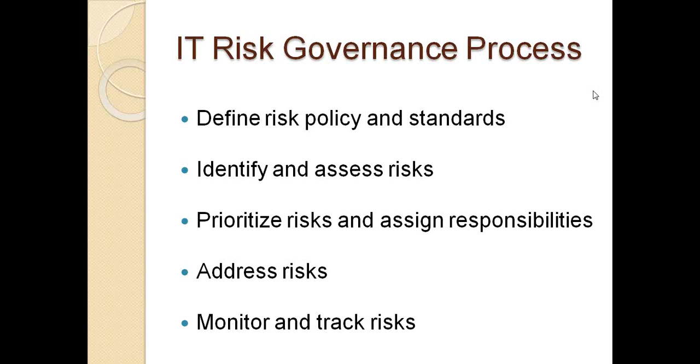The second step in the IT risk governance process includes identifying and assessing risks. Identification and assessment of risks should be carried out at multiple levels, which includes performing facilitated risk assessment sessions or by performing IT risk assessments or IT audits. Organizations should then compile a risk register of all their risks and categorize these risks into high, medium, and low categories. The third step in the IT risk governance process includes prioritizing risks and assigning responsibilities.